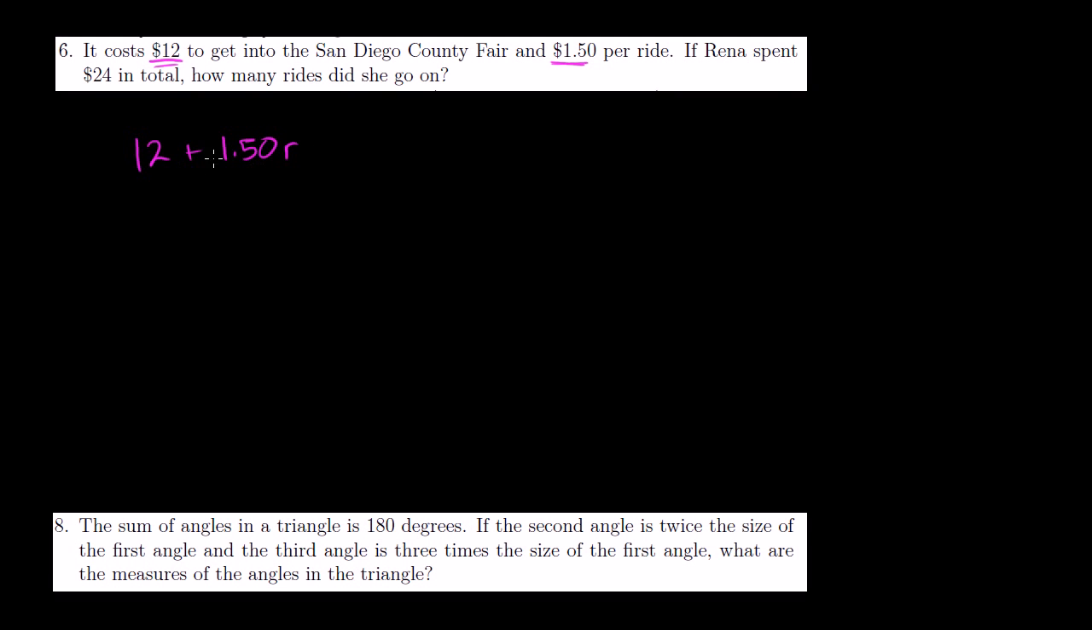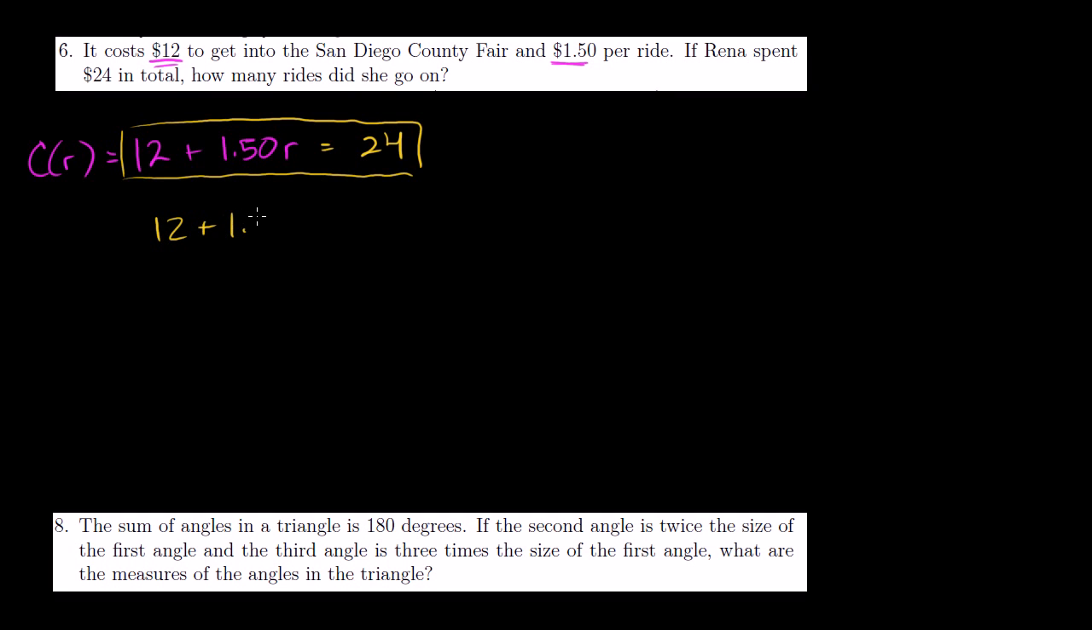I could write this as a function. I could write cost as a function of rides is $12 plus $1.50 times the number of rides. We know that Rena spent $24 in total. So what was the number of rides she went on? Well, we could solve for this. We could just look at this part of the equation right there. So we get 12 plus 1.5r is equal to 24.